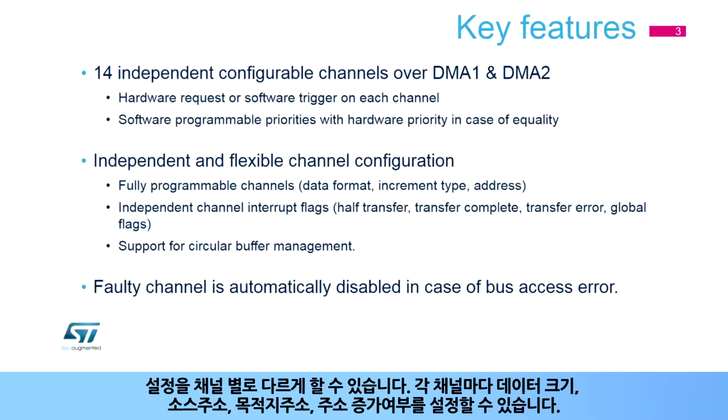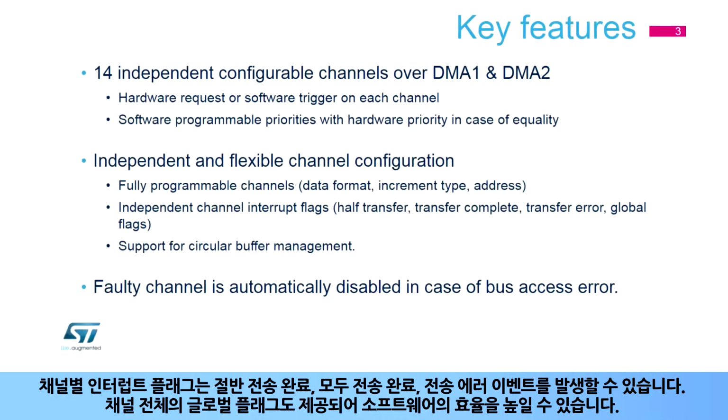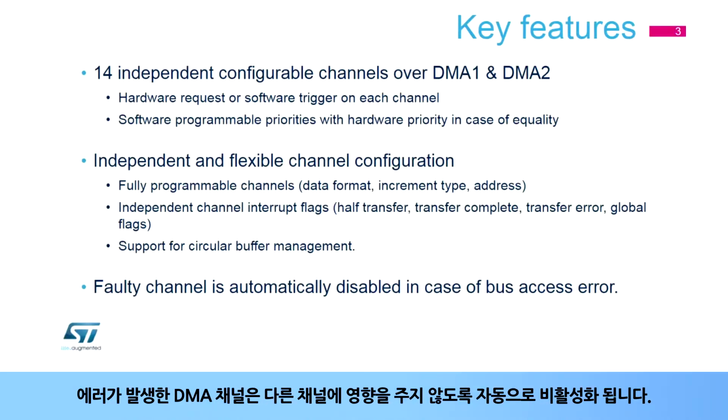Channels are independently configurable. Each channel has its own data format, increment type, and data address for both source and destination. Independent channel interrupt flags allow you to trigger half transfer, transfer complete, and transfer error events. A global flag is also available to facilitate the software efficiency. In case of an error, the faulty channel is automatically disabled without any impact on the other active DMA channels.